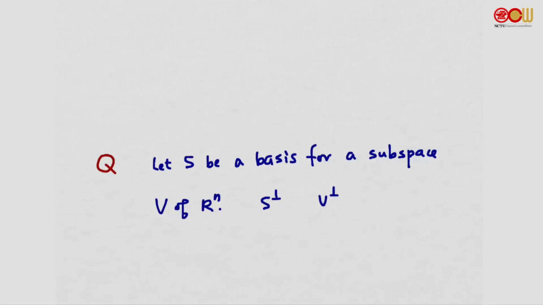A question: suppose S is a basis for a subspace V of Rn. How would S perp and V perp be related? A result that we just saw can help us on this, right? Which result is it? Because we know S perp is in fact the same as span S orthogonal complement, and span S in this case is V. So this is actually the same thing.